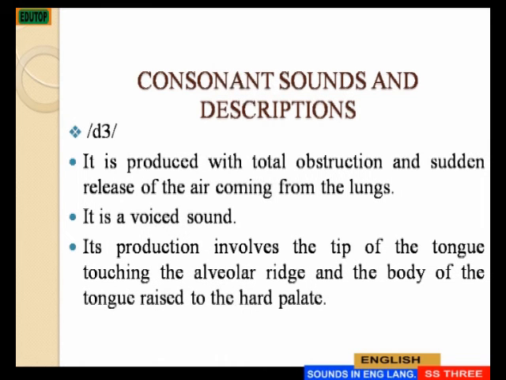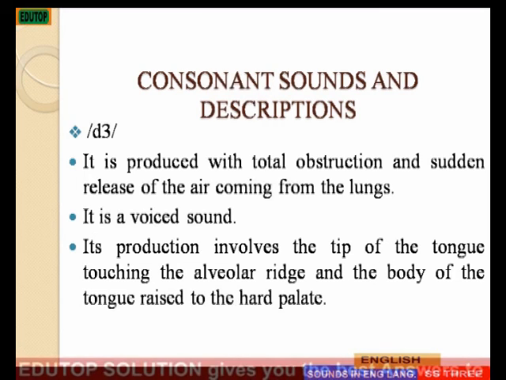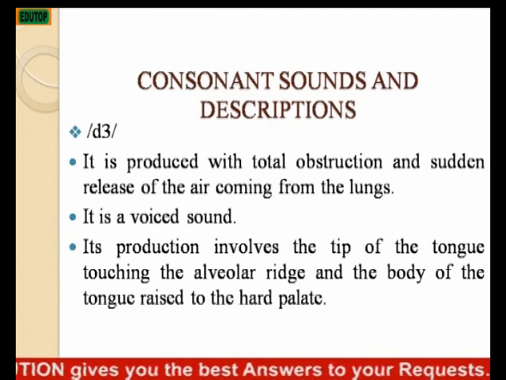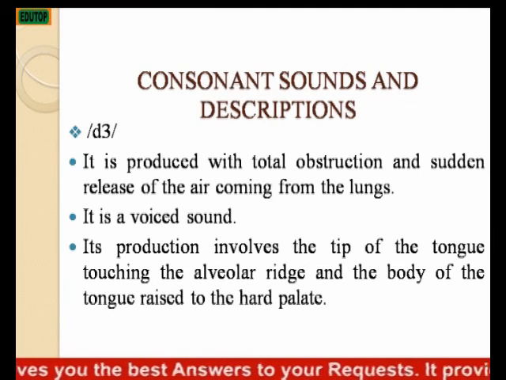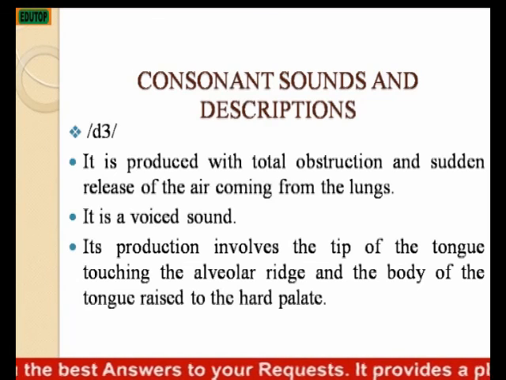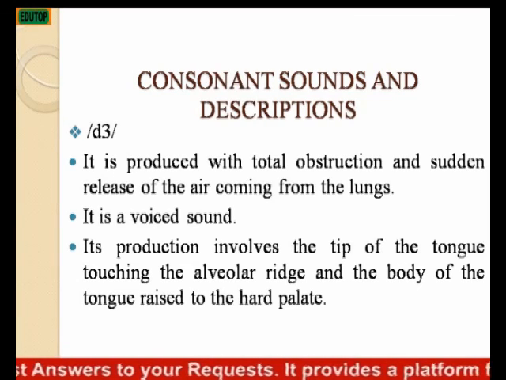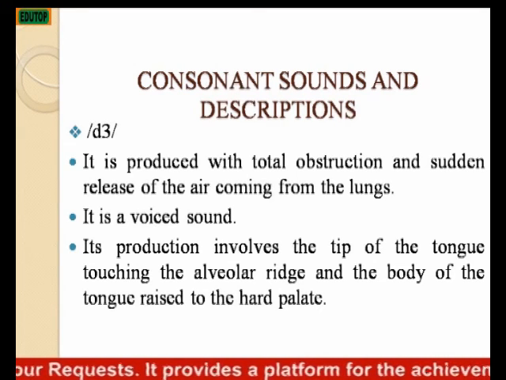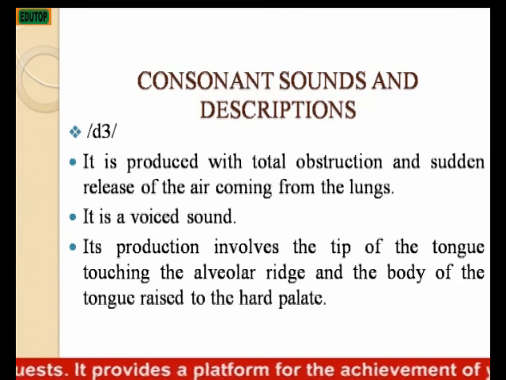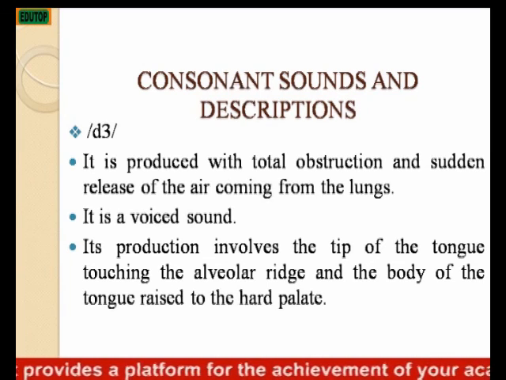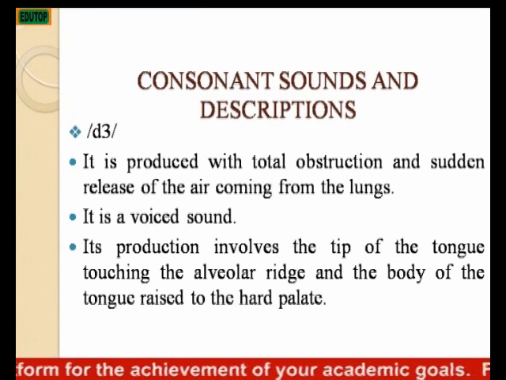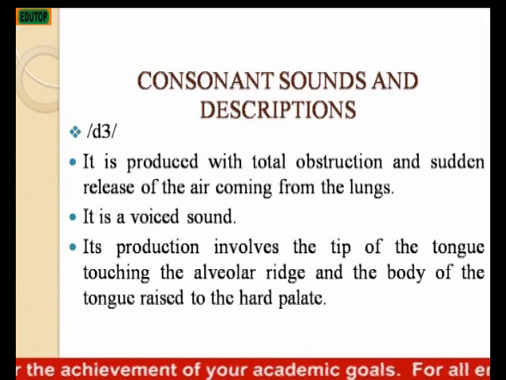Another sound is j. It is produced with total obstruction of air that is coming from the vocal cord. It is a voiced sound, and when it is produced, the tip of the tongue is raised to the alveolar ridge and the body of the tongue is raised to the hard palate. Therefore, it is a voiced palato-alveolar affricate sound. Its spellings include G, DJ, J, and D. It can be realized at the initial, middle, and final stages of English words.